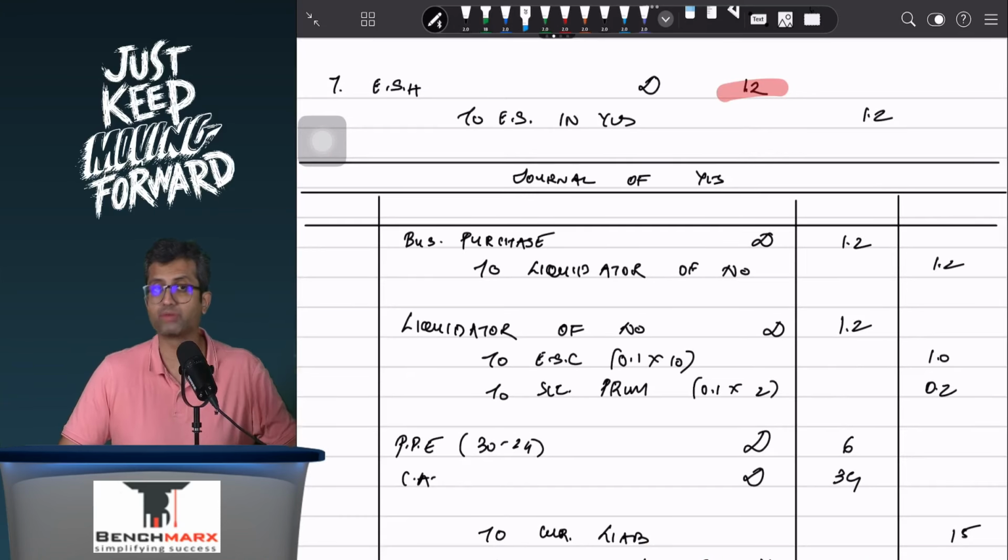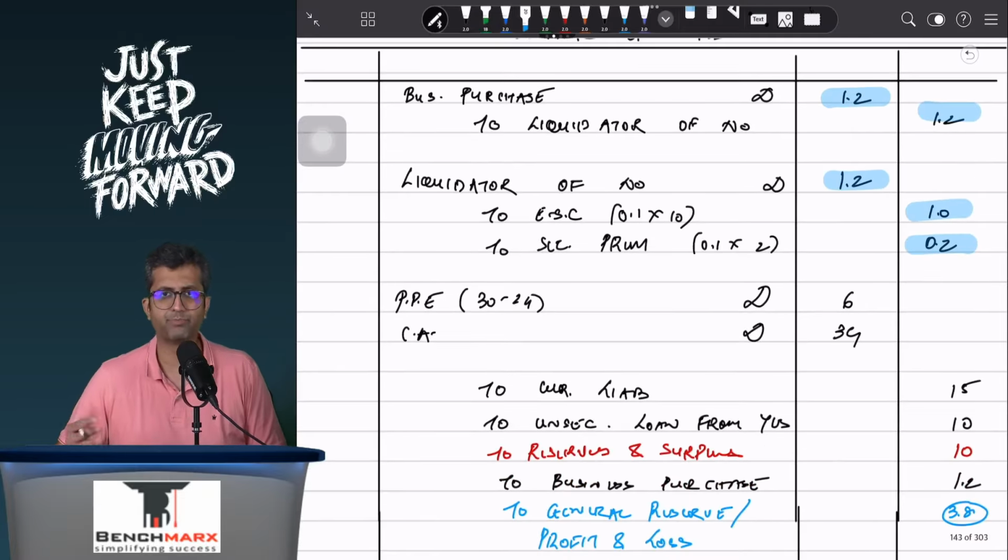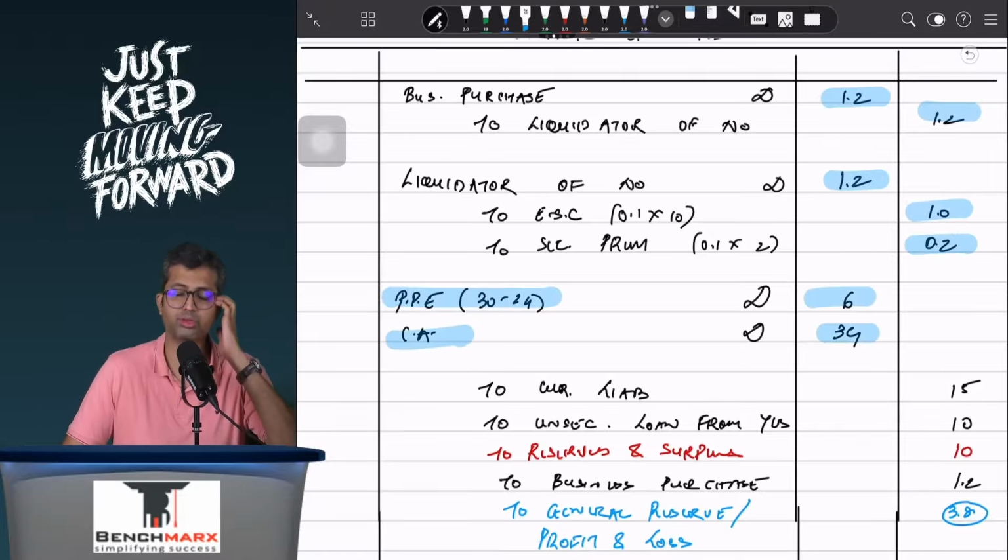Now in the books of Yes, there is a merger method, and under merger method what will happen is the first entry is the same, business purchase to liquidator 1.2, then liquidator account debit to share capital, to securities premium, simple. However, now when you take over the assets, you will have assets of Nu to be taken over at book values. So this is PP, net book value is let us say 6 rupees, PP account debit 6 rupees, current assets account debit 4 rupees, 34 rupees.